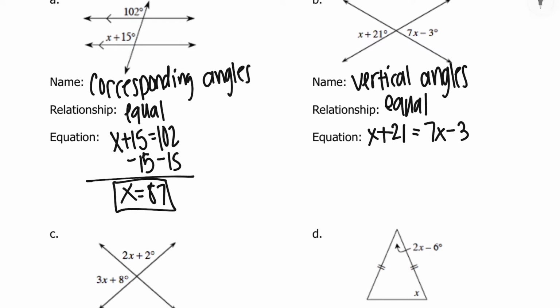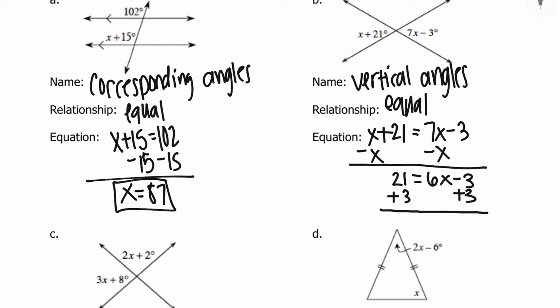And then the equation is setting those two equal. And then we will solve this. So I'm going to start by just moving this x to the other side to get all the x's on one side. So now I have 21 equals 6x minus 3. And then I'm going to add 3 to both sides to get 6x alone. So now I have 24 equals 6x. And then I'm going to divide both sides by 6, and I get x equals 4.